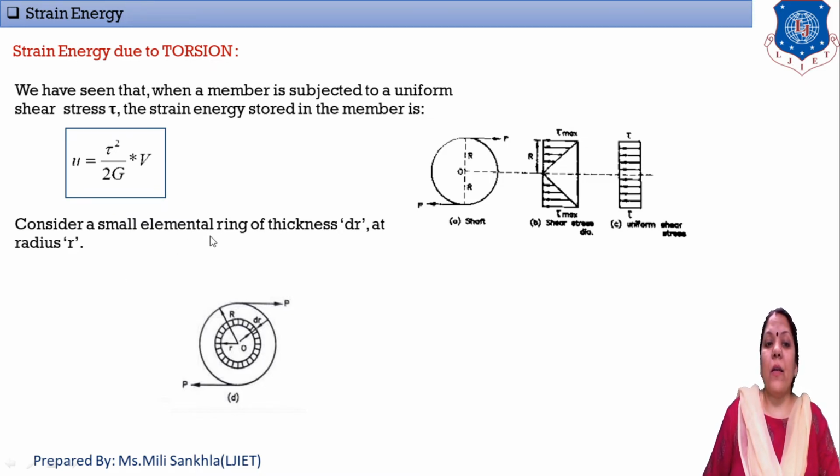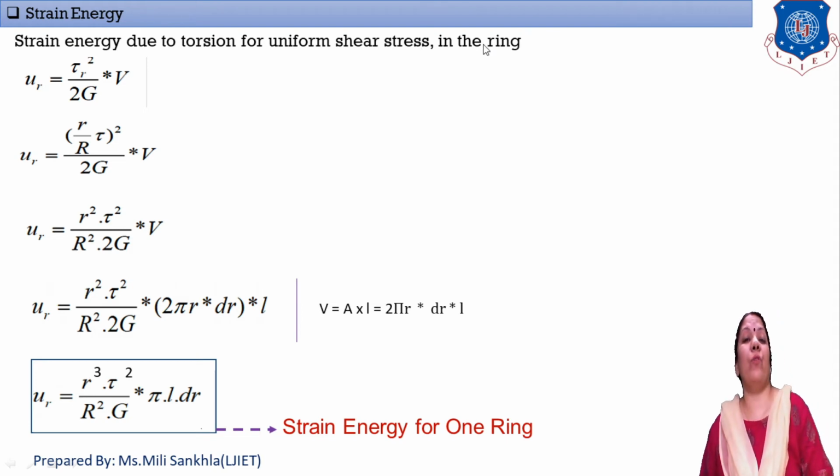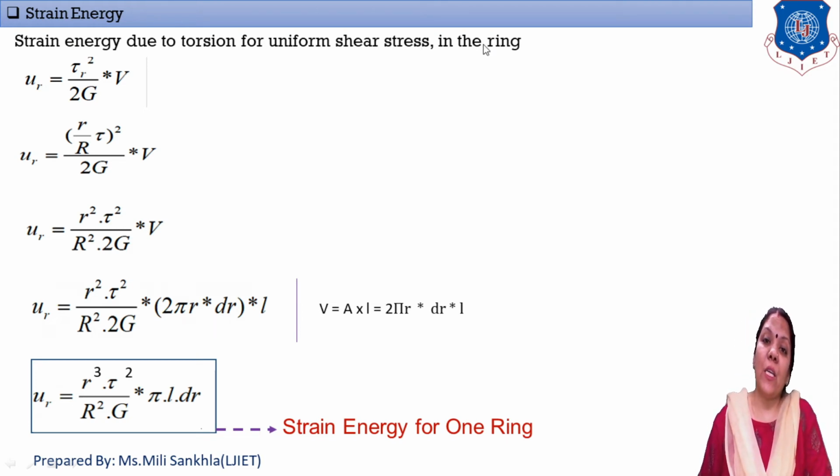Okay, consider an elementary ring, the thickness of this ring is dr, and the radius from the center point is small r. Capital R is the overall radius, and small r is equal to the radius of the elementary ring. Clear? Okay, this is the first figure, the plan of our shaft. This is the second figure, the varying shear stress distribution diagram, and finally the shear stress is uniform in our shaft. Okay, now strain energy due to torsion for uniform shear stress in the ring. First of all we find out the strain energy in the ring.